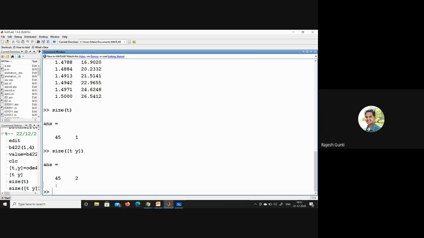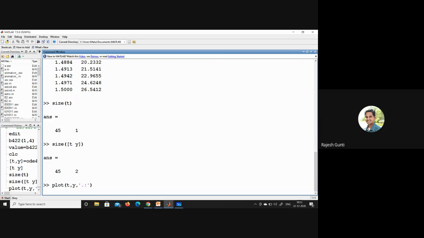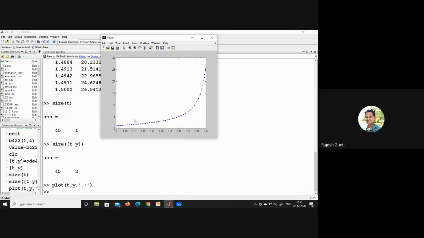Now if you plot this, what will happen? Plot t comma y comma colon. This is the solution; this is actually the numerical solution. Am I correct or not? These values are the first values.